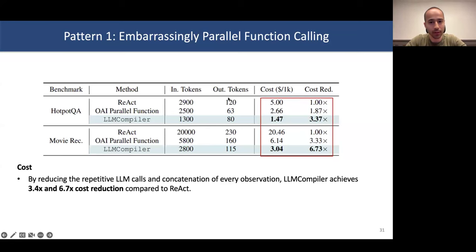So here we're reporting the total input tokens and output tokens for different methods for HotpotQA and movie recommendation. So you see that ReAct uses a significantly larger number of tokens, 2,900 as compared to 1,300. This is expected because of the serial execution that ReAct has. And the output tokens is also much higher compared to this LLM compiler approach. Any questions here?